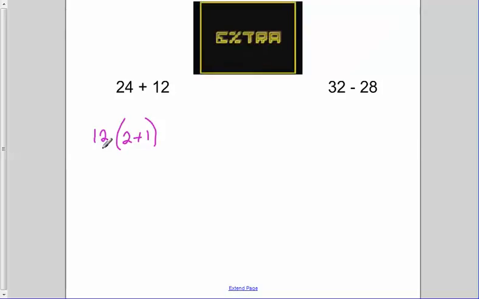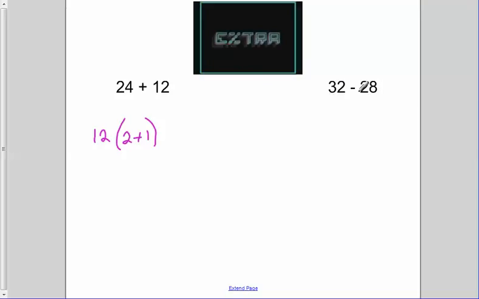So 12 outside, so I would distribute my 12 to my 2 and distribute my 12 to my 1, and I'm going to end up with 24 plus 12. And of course, we could check that and say, 12 times 2 is 24, 12 times 1 is 12. We add that together, we'll get 36. If we added 24 plus 12 here, we're going to get 36. This is exactly what we're looking for when we say, put in distributive property form by finding a factor.